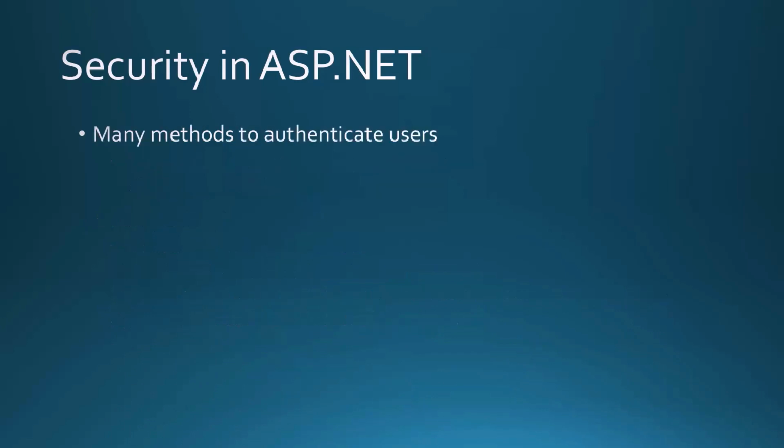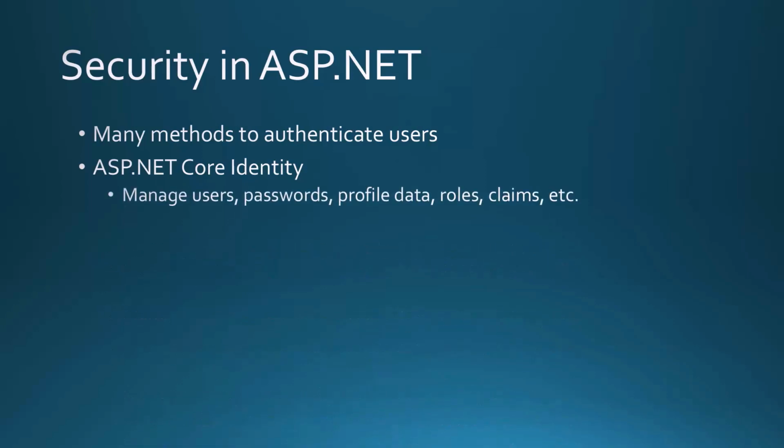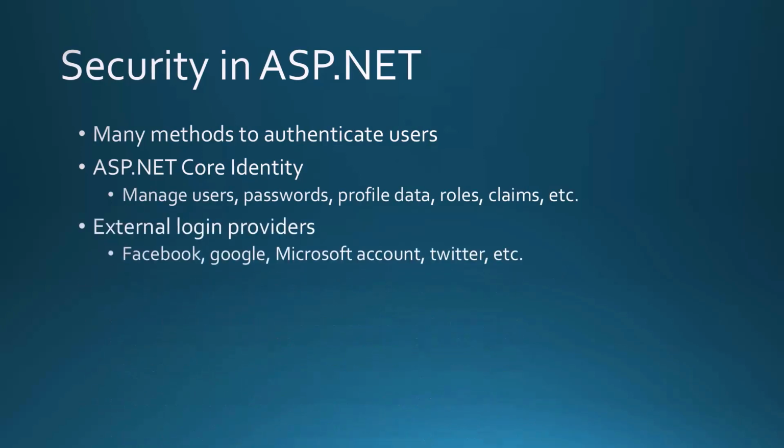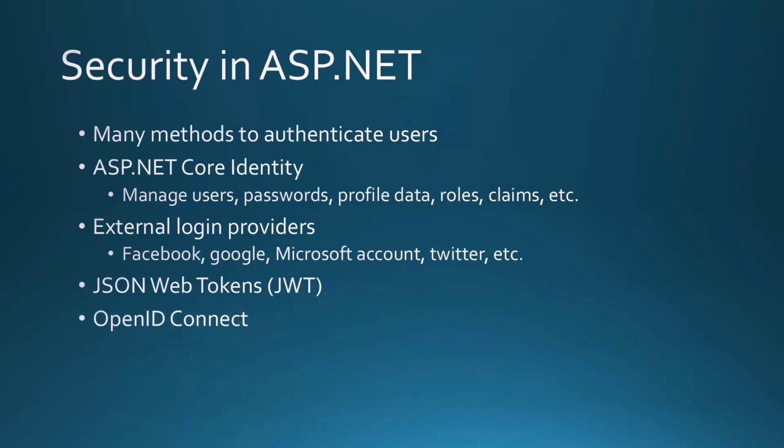There are many methods available to us to authenticate users. We can use ASP.NET Core Identity, which includes classes and a whole structure to help us manage users, passwords, profile data, roles, claims, all sorts of things. We have external login providers, so you could actually authenticate through Facebook, Google, maybe a Microsoft account or a Twitter account. We have JSON Web Tokens, which is what we're going to use in this lesson. And we have OpenID Connect and the OAuth 2.0 framework. So many ways that you can authenticate.